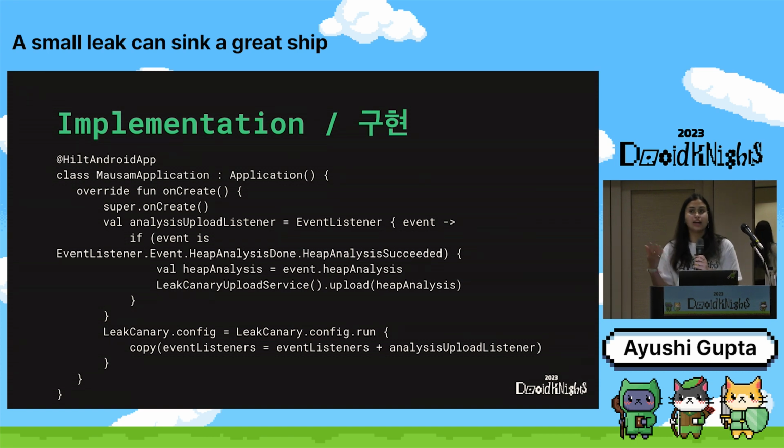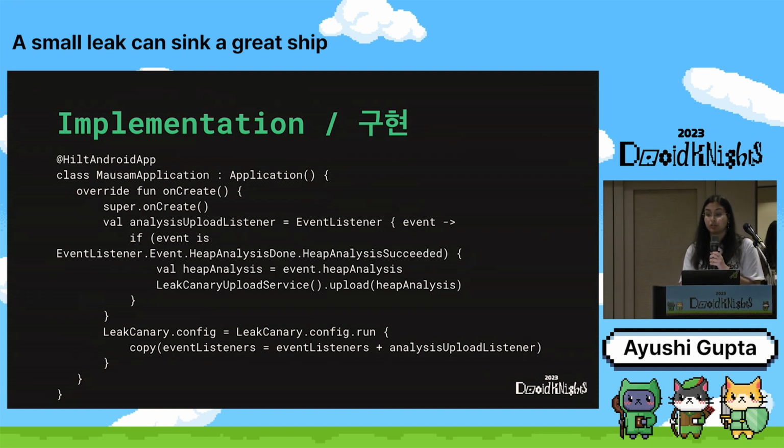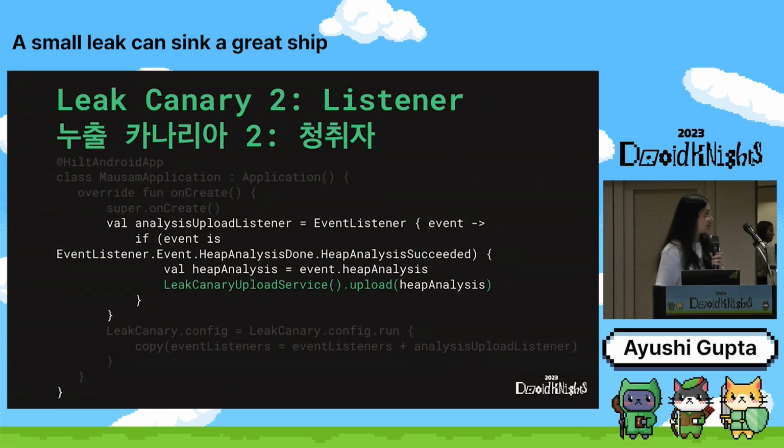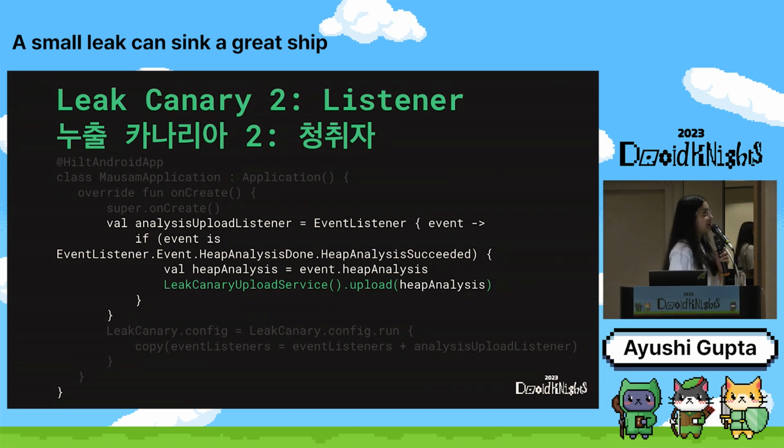So why not do something to wire it into our development cycle itself? As I was saying, LeakCanary 2 has new simplified APIs which give access to the heap analysis process. Why not use it? Let's implement a listener to the heap analysis process. What I'm talking about right now is adding an event listener to the heap analysis process.